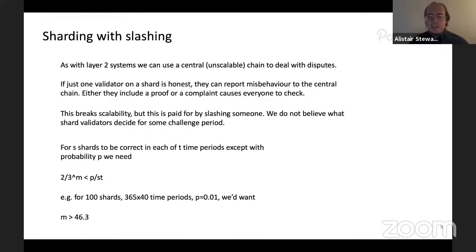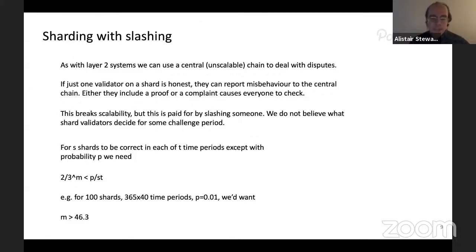If there's not, then maybe, say, for validity, we'd end up having to have everyone check the block, which is very unscalable. But the point is, although this isn't scalable, we can have everyone decide whether this is correct or not, and then we can slash either the reporters or everyone who claimed it was correct. And if we always slash someone, then there's a cost to breaking scalability. Because of this, we can limit the number of times it happens overall, and so we're still overall a scalable system.